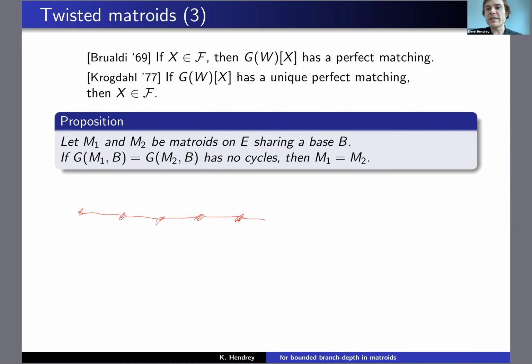So what this means is that in order to find the fan matroid as a minor, all we have to do is find a minor whose fundamental graph looks like a path, and we don't actually need to pay attention to anything else in some sense, because as soon as we find the right fundamental graph, we know that we must have the right matroid.